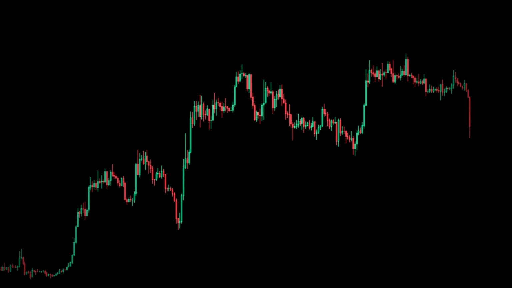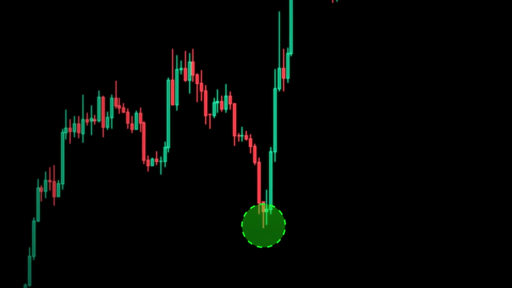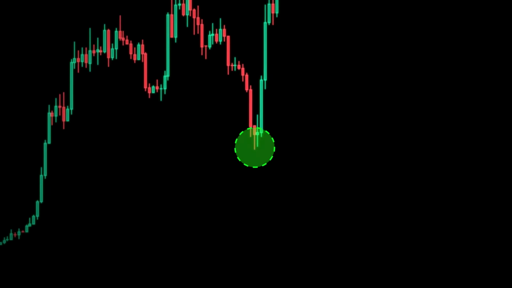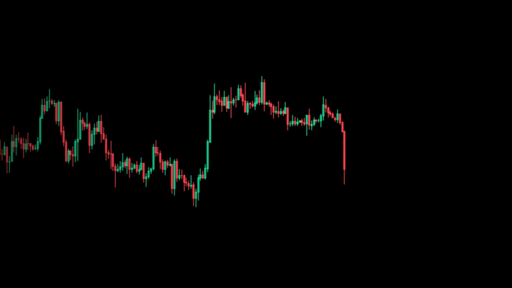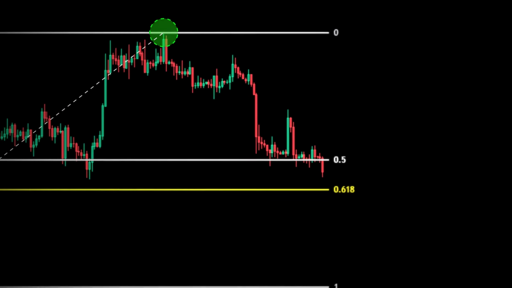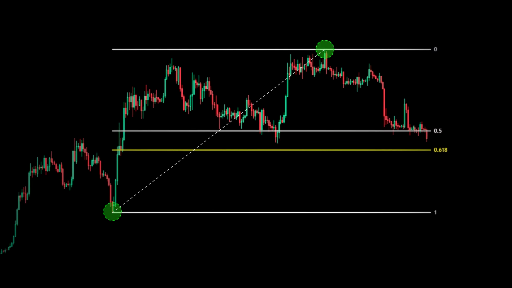When we want to use our fib tool, we'll have to select 2 pivot points. As we can see here, this swing low has made a large impulsive move, and it's a major reversal point. So we'll select our fib tool, place it at that low, then we will look to the right for our highest point in price. We'll place our tool again. Now we wait.